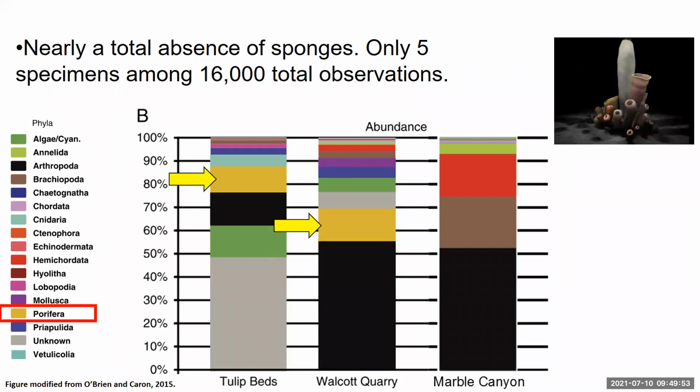And so it's tempting to maybe think of things like, oh, maybe there's some competitive exclusion going on or some biotic driver, like maybe sponges just can't hack it at Marble Canyon based on the number of grazing animals there are, for example.